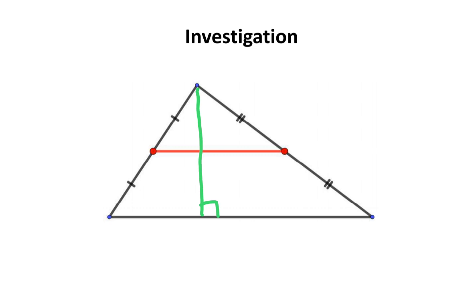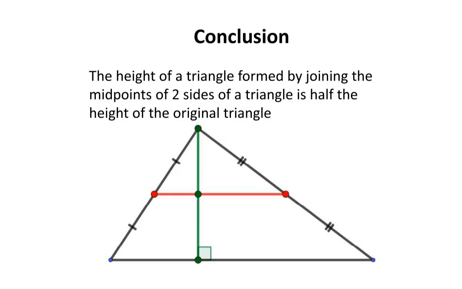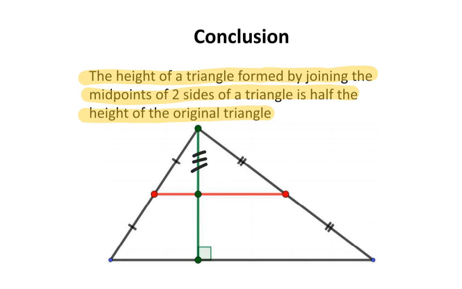Well, if I use a ruler and measure this length, that happens to be 2 units. Meanwhile, if I measure this length, that also is 2 units. Therefore, we can conclude that the height of a triangle formed by joining the midpoint of two sides of a triangle is half the height of the original triangle. In other words, this length over here is going to be equal to this length over here.